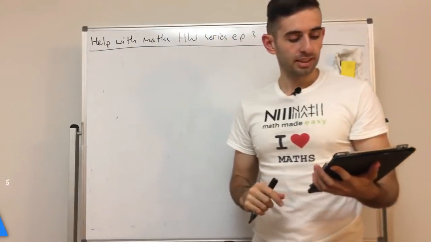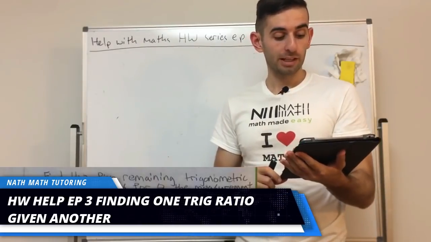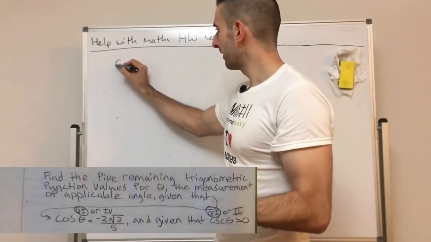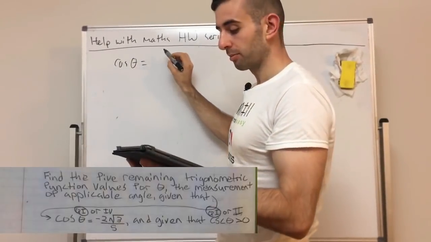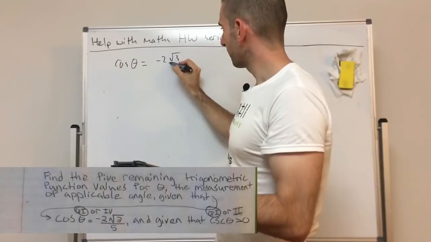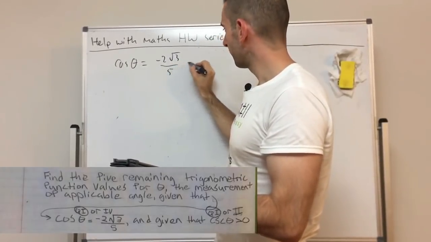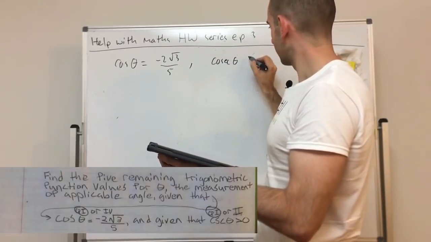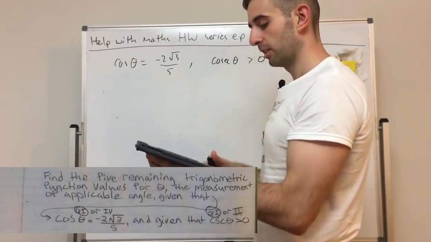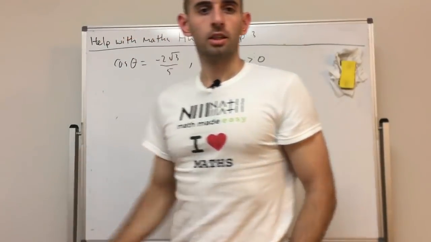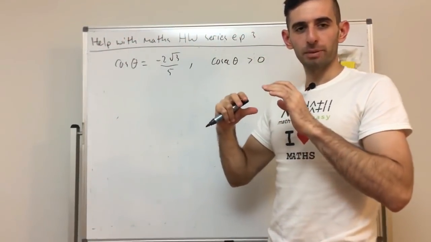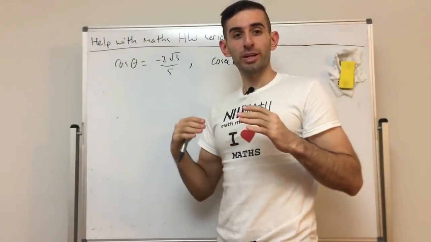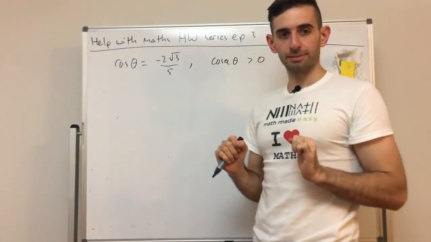So the first question is find the 5 remaining trig function values for theta given that cos theta equals negative 2 root 3 on 5 and cosec theta is greater than 0. Alright, so when we're dealing with this, this is part of the topic, find the value of a trig ratio given another. So first off, we need to know what quadrant we're in.